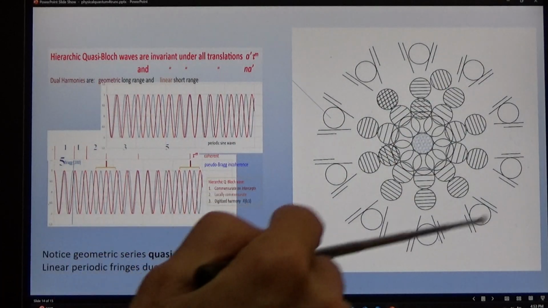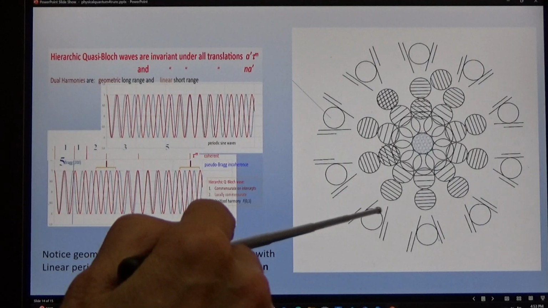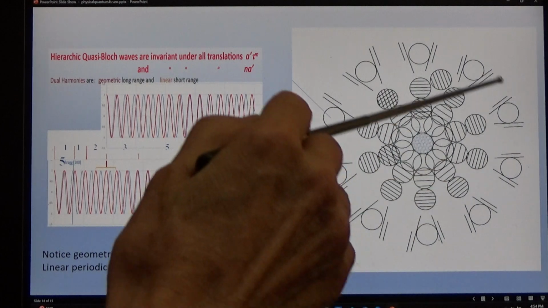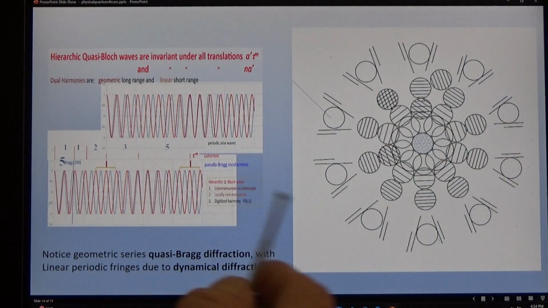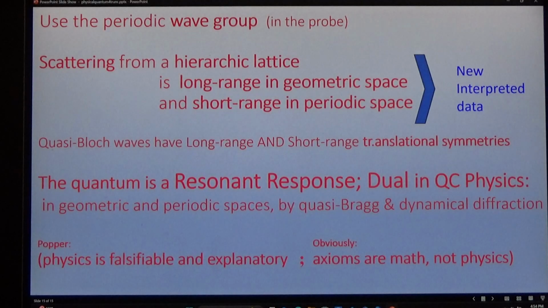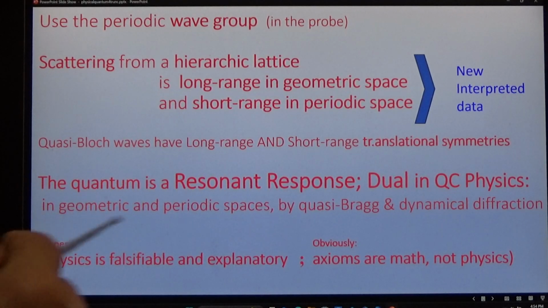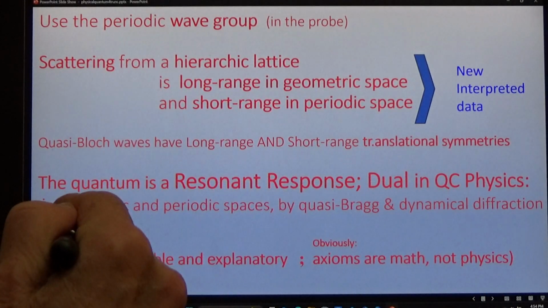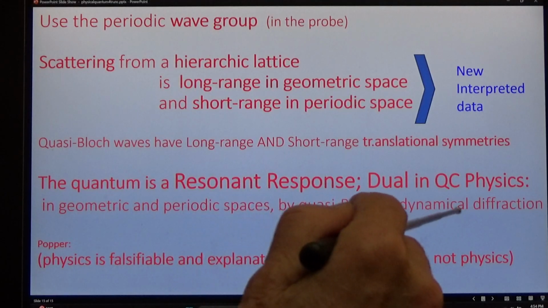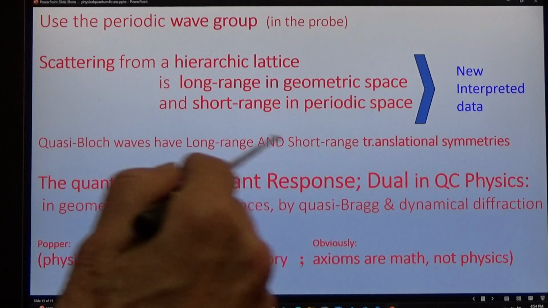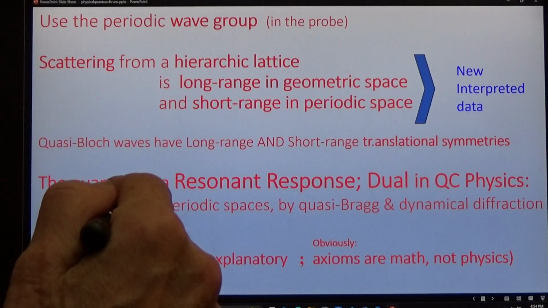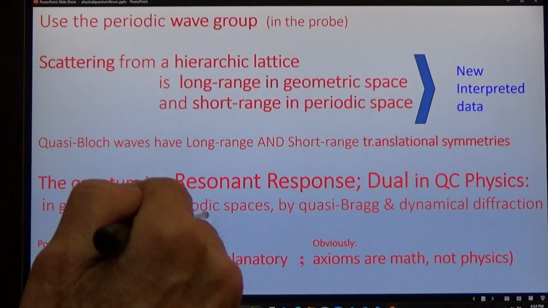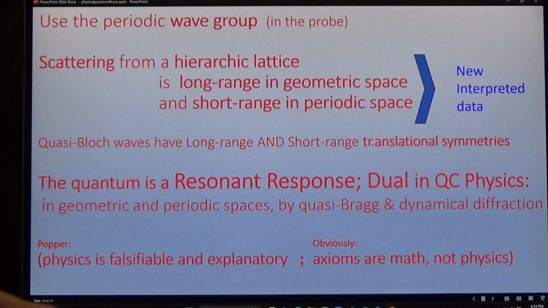But we return to the original data. How can we get a system which is diffractive in geometric space and linear space from one specimen? And what we find is that the diffraction is dual in quasi-physics. Geometric and periodic, quasi-Bragg and dynamical diffraction. The quantum is a resonant response, and we have no other way of understanding this data without the resonant response.